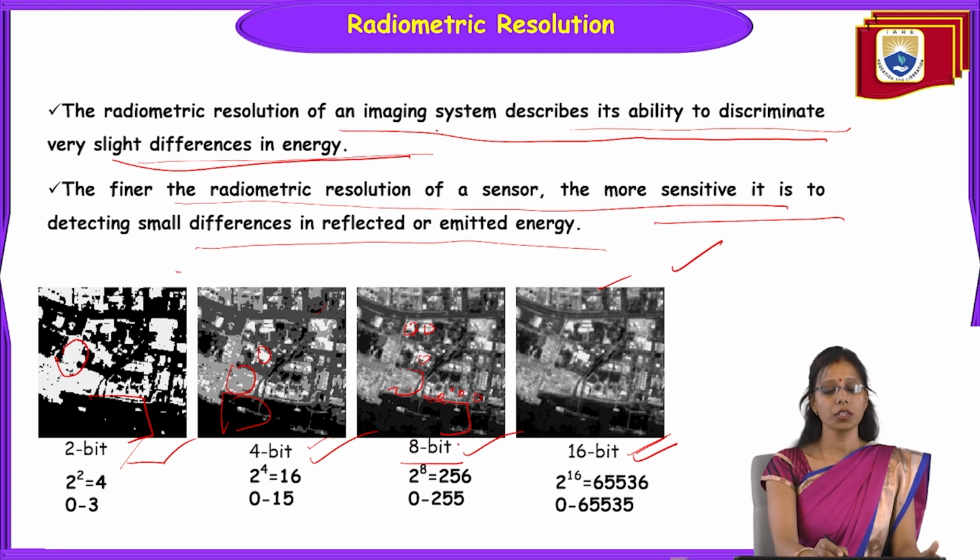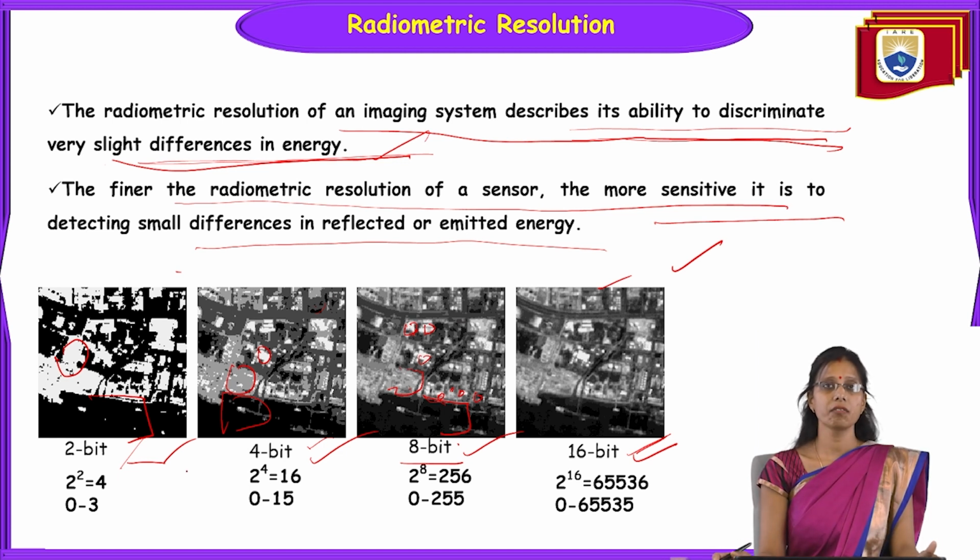So radiometric resolution of the imaging system describes its ability to discriminate very slight differences in the energy. Very slight differences, that means it is like gray levels: white, then a lighter color, then gray, light gray, dark gray, black, dark black, more darker. It shows the gray level of the features in the image for identification. So this is called radiometric resolution.